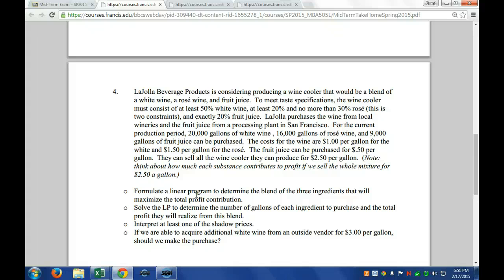It could be like notebook paper stapled to Excel spreadsheets, that's fine. Clipped, stapled. Yes, Eric? Also for number 4, another question, what are you looking for as the goal?